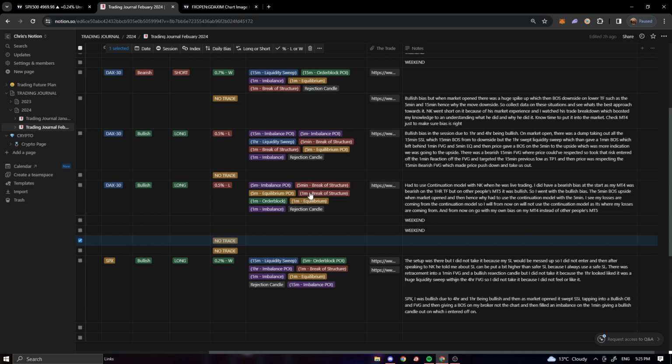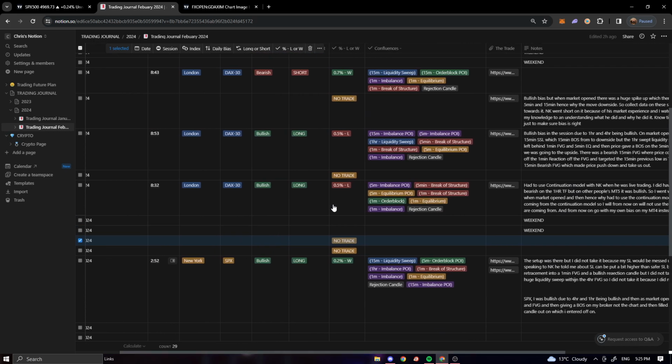And that's the confluences I entered off, and from what I've seen collecting data, most of my losses are coming from the continuation model. So from now on, I'm not going to use the continuation model anymore, and I'm actually just going to use my own bias on my MT4 instead of other people's MT5. Even if the majority says it's bullish, I'm going to go with what my broker says. So yeah, that's the 2 trades from the losses as well.